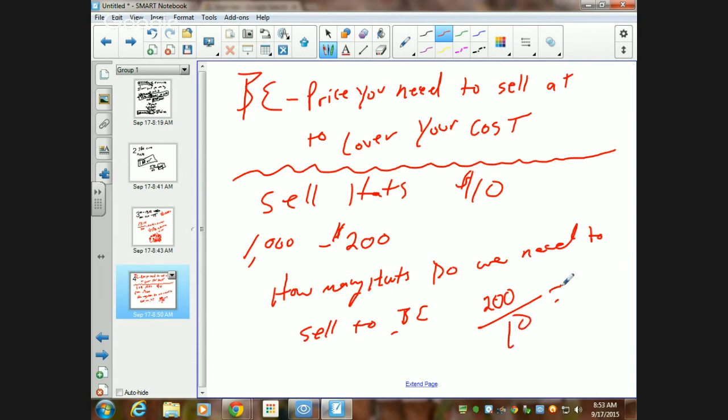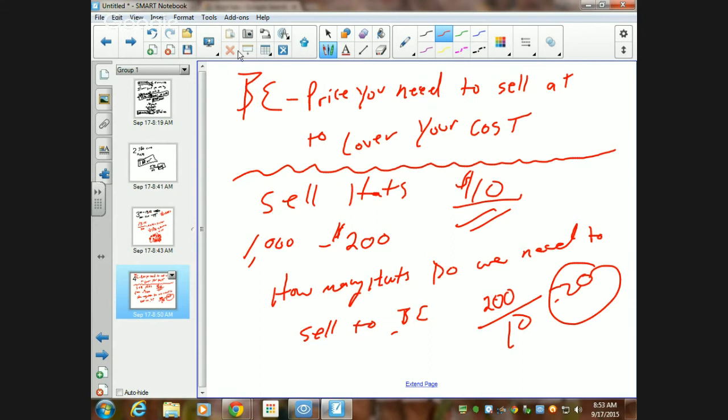There it is. That's the only way you could have got it. Take your cost divided by your selling price. Okay? Got it? All right. That is the correct way to figure out your break even. You take what you sell them for, then put that into your cost, your total cost.